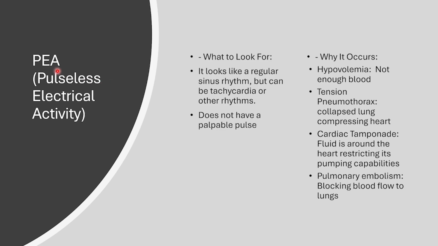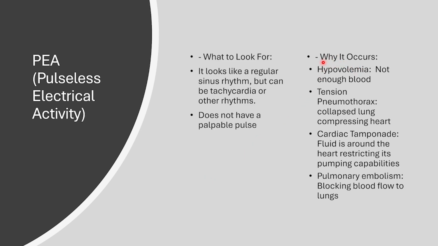For PEA, or Pulseless Electrical Activity, we're looking for basically a regular sinus rhythm, but it can also be a tachycardic rhythm or other arrhythmias, but they don't have a palpable pulse. So if we do a pulse check, we say, oh yes, our patient converted from VFib to sinus rhythm at a heart rate of 40 beats per minute, so it's sinus bradycardia. But we palpate a pulse. If we can't feel a pulse, then we have to say, okay, this is actually PEA. We need to continue with compressions.